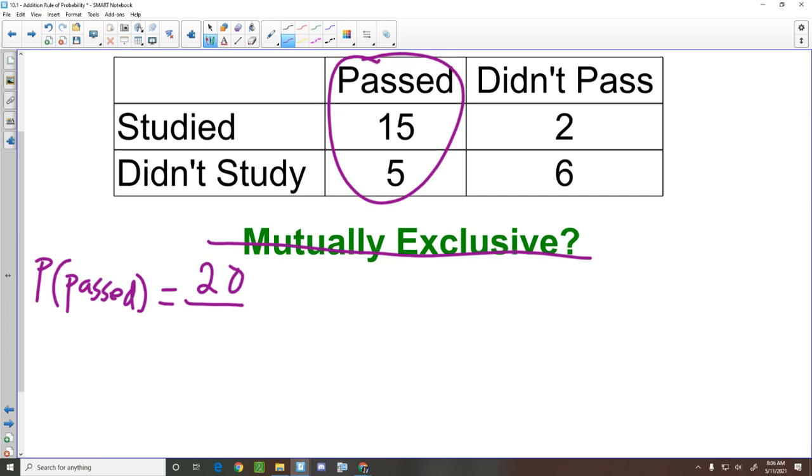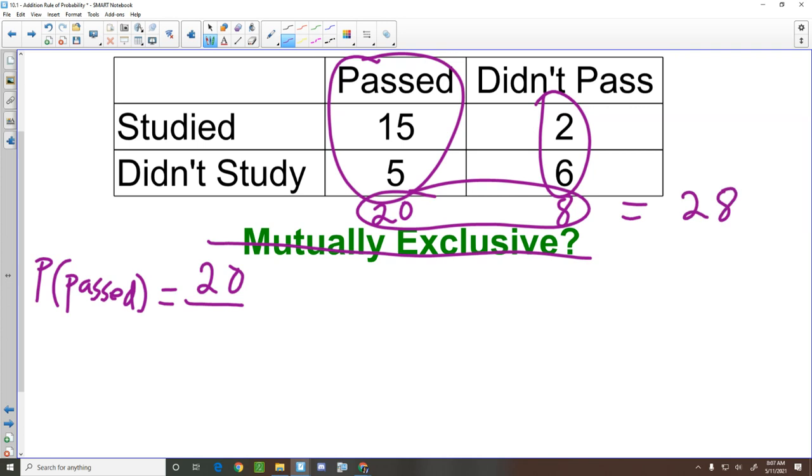So if I look at this column, there's a total of 20 students who passed, right? Some of them studied, some of them didn't study. How many total students didn't pass? Well, if you look at this column, I have 8 students who didn't pass. Again, some of them studied, some of them didn't study, but 20 students passed, 8 students didn't pass. That means altogether, there were 28 students. So you have to look at each column and then add this up and say, hey, that's a total of 28 students.